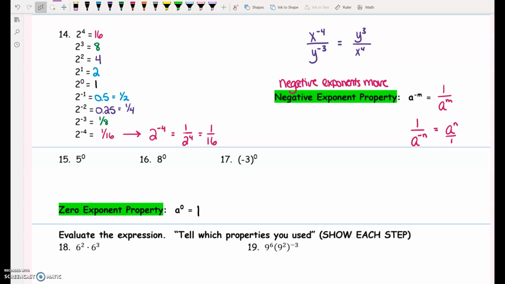Going back to that 0 exponent property, 5 to the 0 is 1, 8 to the 0 is 1, and negative 3 to the 0 is 1.